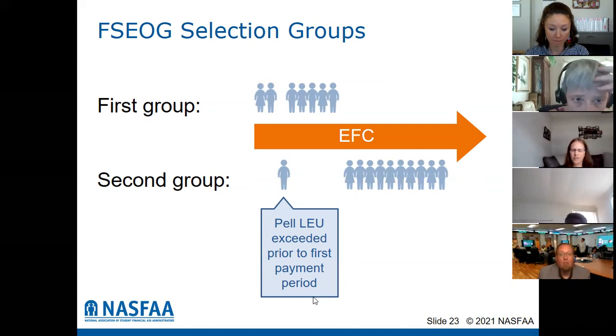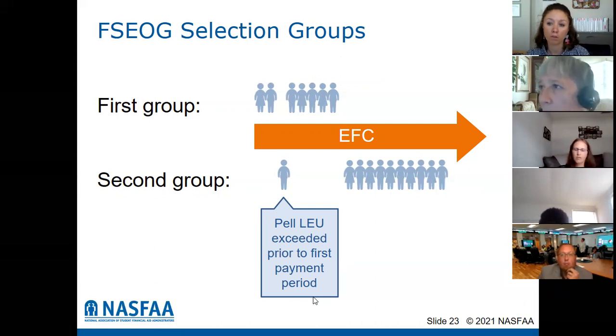This is a little tricky, but a student is eligible for a full award year for SEOG funds. If they receive SEOG and Pell for the fall semester, and then reach their maximum LEU at the end of the fall semester, this would make them ineligible for the Pell in the spring semester. The student is still eligible to receive SEOG in the spring semester as part of the first selection group. So even if they're not eligible for a full award year Pell Grant, the student still receives SEOG for the full award year.